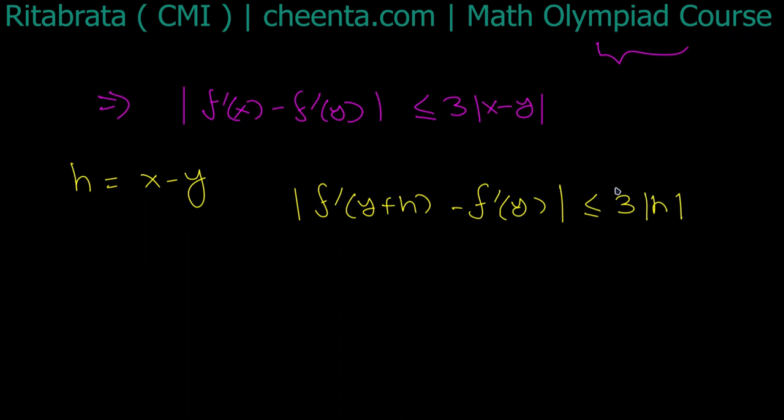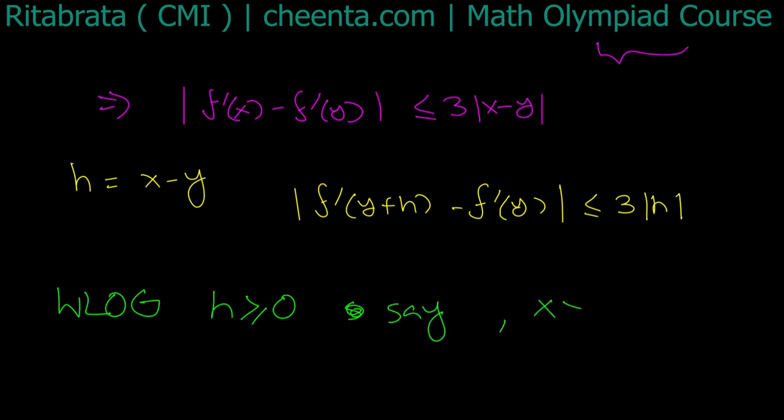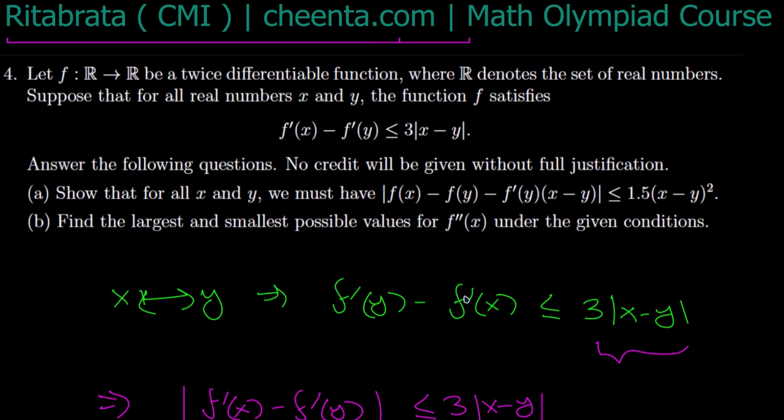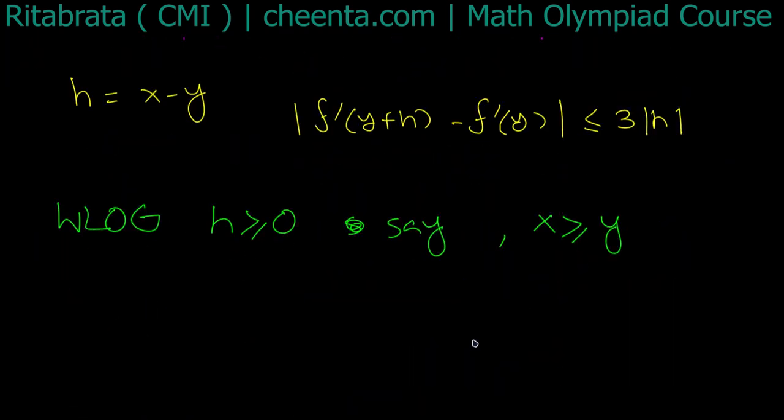So that's important. Now assume without loss of generality that h is greater than or equal to 0, like x is greater than or equal to y. If x is less than y, we will deal with that case later. But first, let's try to prove part A for x greater than or equal to y. So for h greater than or equal to 0, we have this thing true and the RHS becomes 3 times h.